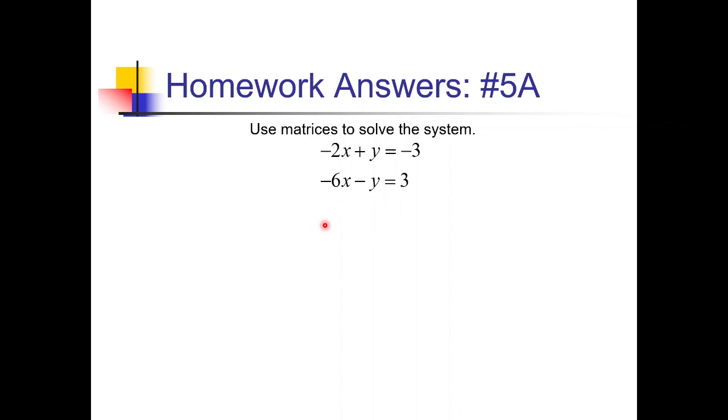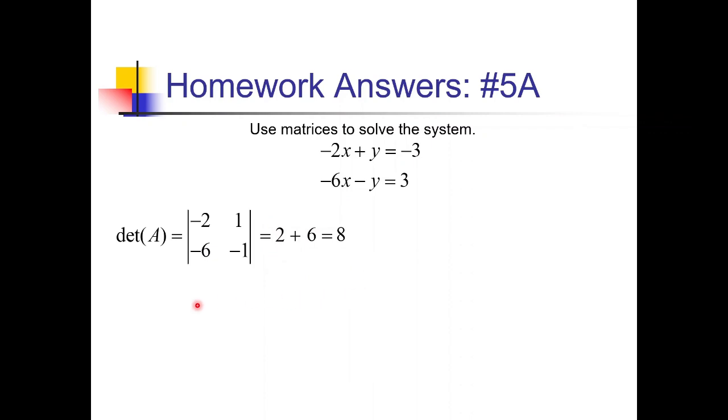So for determinants, we essentially have to set up and take the determinants of 3 matrices. The first one, which I'm going to call A, is going to have the coefficients in it. So that's going to be -2, 1, -6, and -1. And I'll just take these determinants as I go. So this is going to be 2 minus -6, so 2 plus 6, or 8.